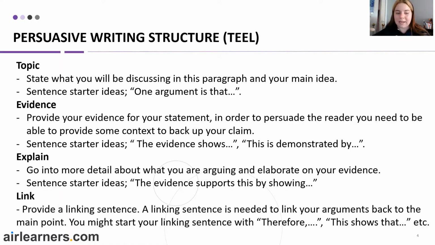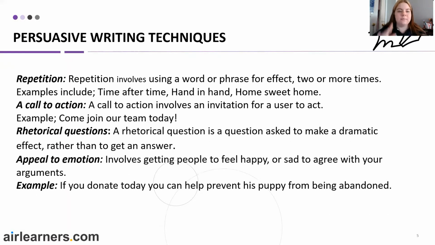Next is explain. Go into more detail about what you're arguing and elaborate on your evidence. Sentence starter ideas might be, the evidence supports this by showing. And finally, you need a linking sentence. A linking sentence is needed to link your arguments back to the main point. You might start your linking sentence with therefore, this shows that, etc. So then all of your arguments make sense and are connected to your main idea that you are arguing. I hope that makes sense.